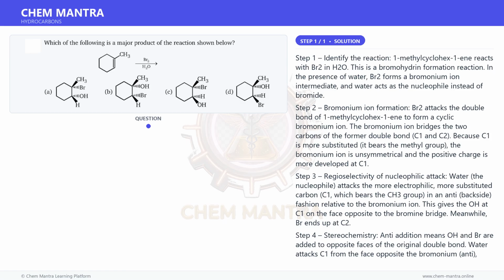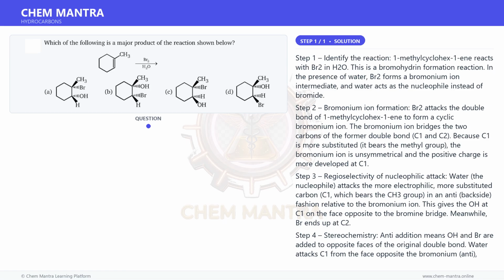Step 6. Why other options fail? A and C place Br at C1, which would require syn addition or rearrangement, not the bromohydrin mechanism. B places Br on dash at C2 and OH on wedge at C1, but the relative orientation of H at the bottom and Br on dash at C2 gives a different stereochemical relationship than what anti-addition across the bromonium predicts for the major product. D.